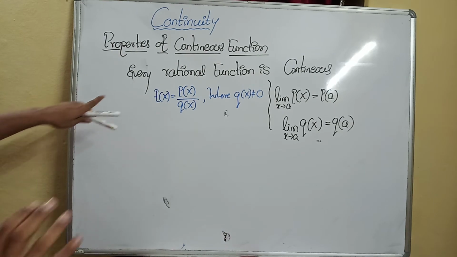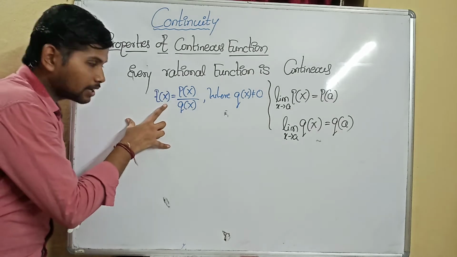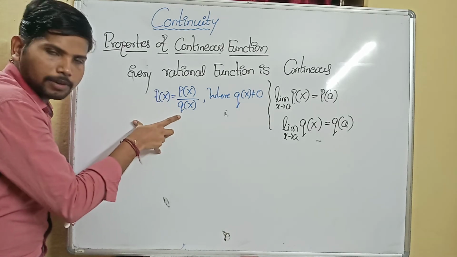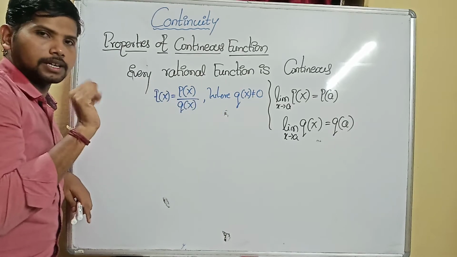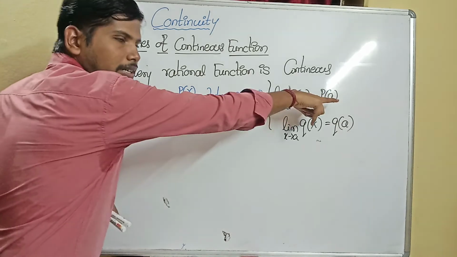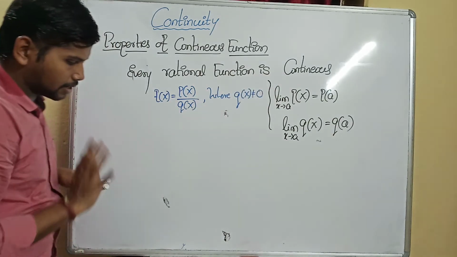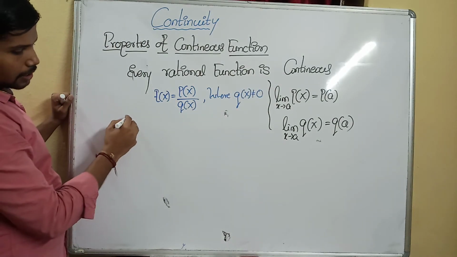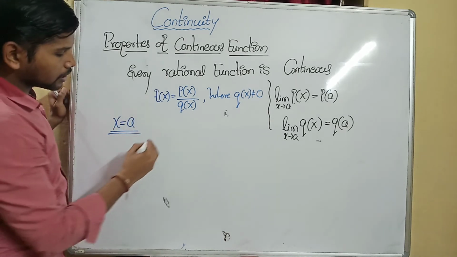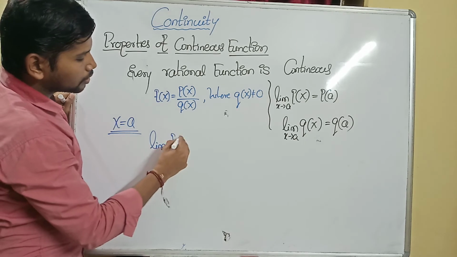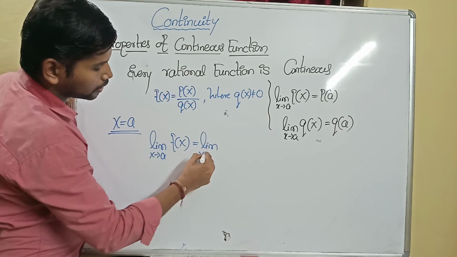Okay, this one is the last property. Every rational function is continuous. Okay, here I defined rational function f of x equal to p of x divided by q of x, where q of x is not equal to 0. If it is equal to 0, it will become indeterminate. Got it? Here p of x is continuous at x equal to a, q of x is also continuous at x equal to a. That I defined here. Okay, got it? Now concentrate. I'd like to define the continuity at x is equal to a. How to define a continuity at x equal to a? Limit of f of x as x tends to a is equal to f of a.